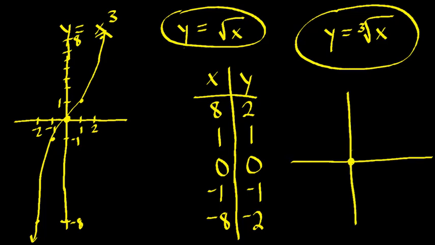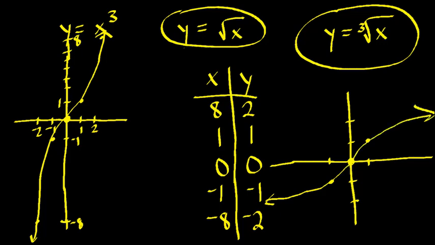0, 0 is on the graph, so is 1, 1, and -1, -1. But we can see we have to go all the way over to 8 to get up to the value 2, and all the way over to -8 to go down to -2. Basically, the function looks something like this.